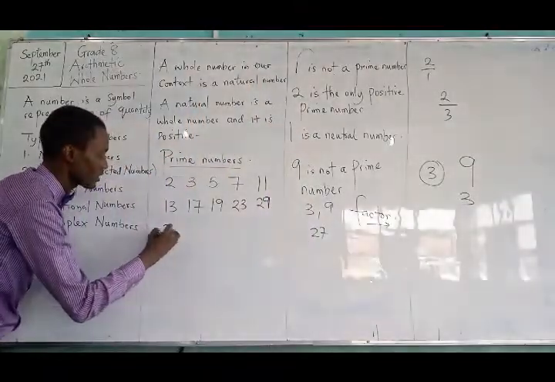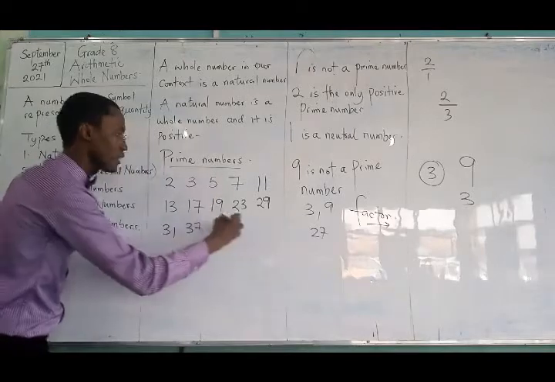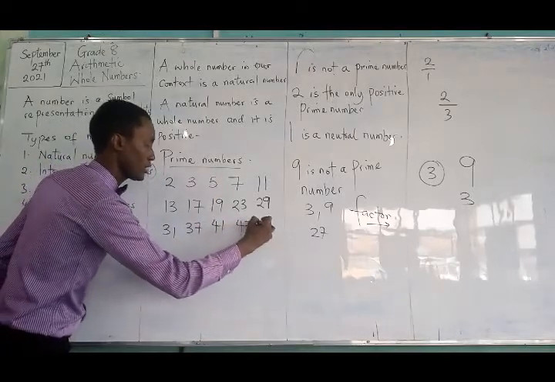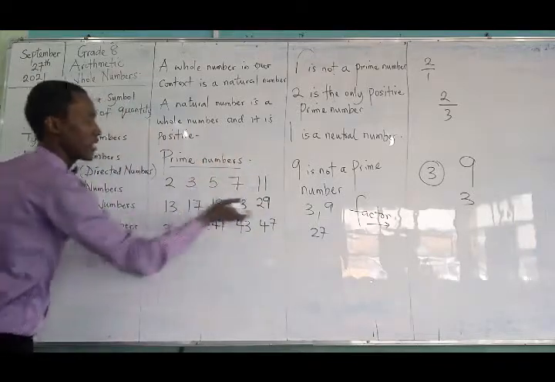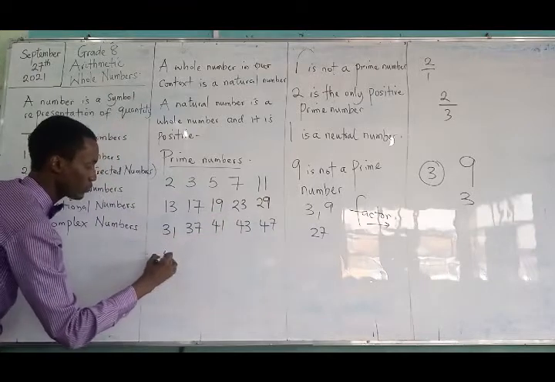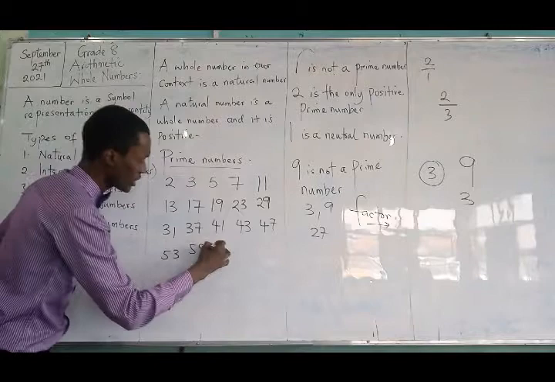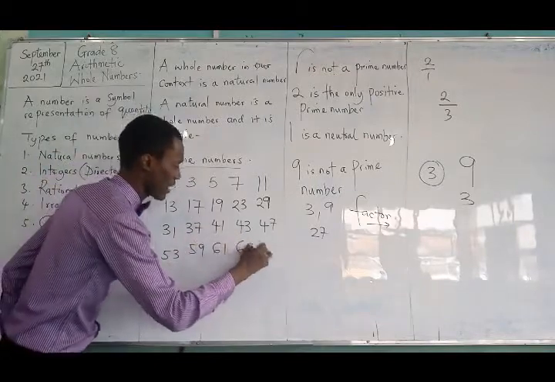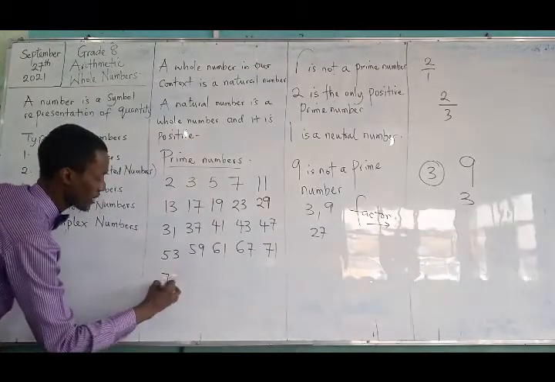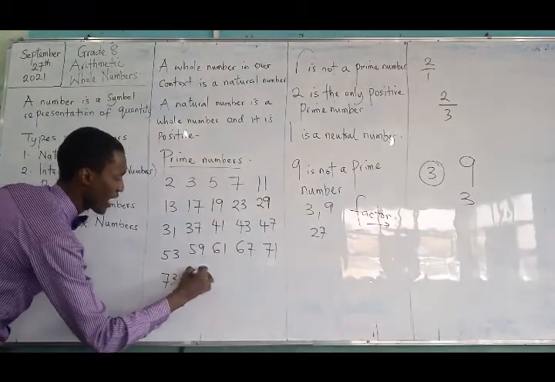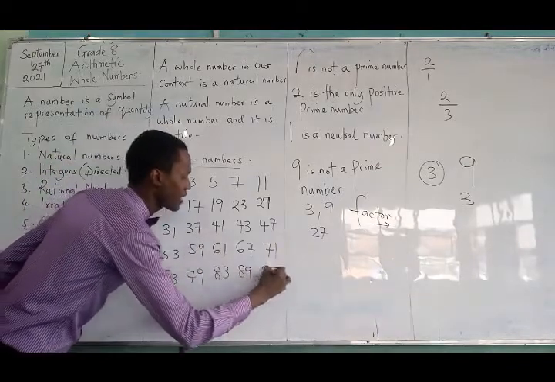Next one will be 31, next will be 37, next will be 41, next will be 43, next will be 47. The next, notice that after the first 5, I go to the next 5, I go to the next 5, next will be 53, I was right about that, 59, 61, 67, and possibly 71. I'm right with that. The next one will be what? 73, 79, 83, 89, and 97.